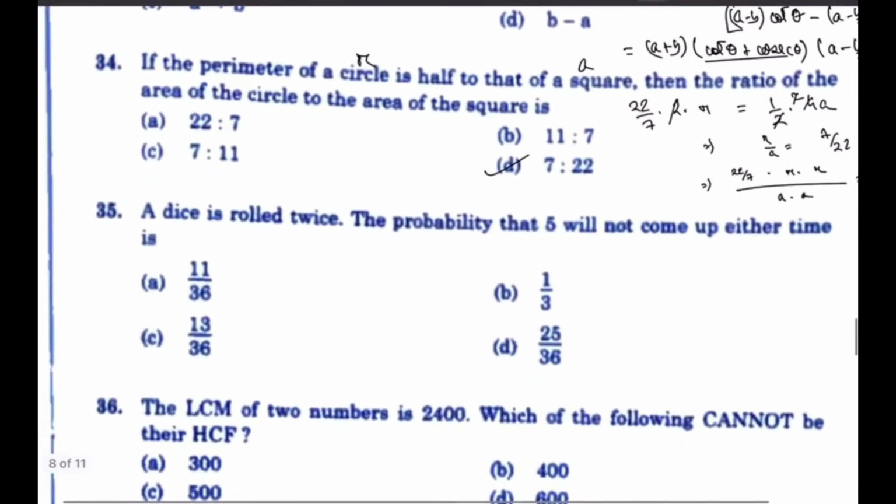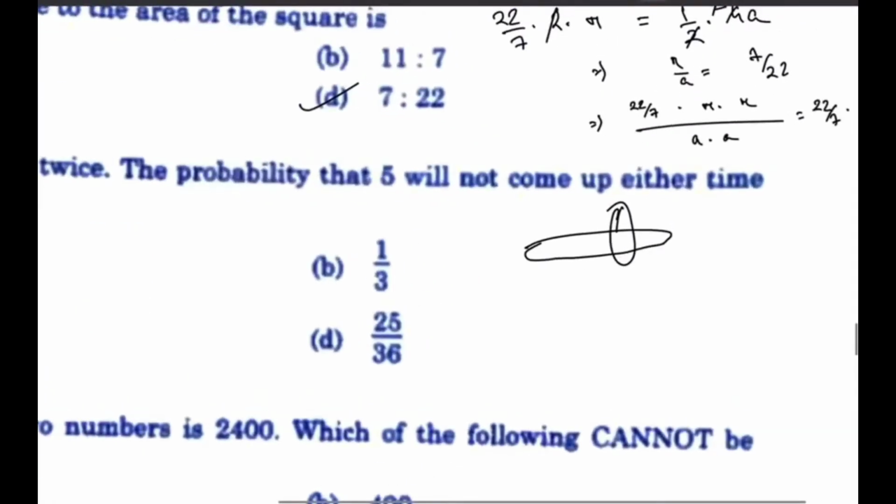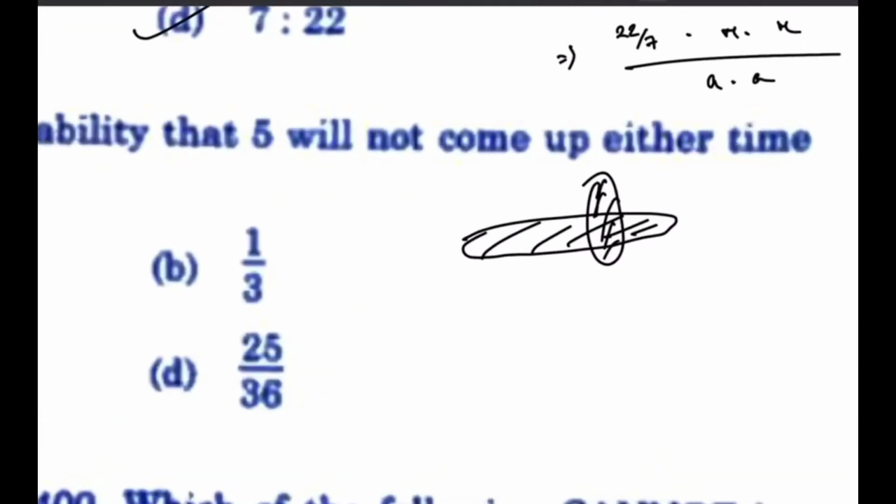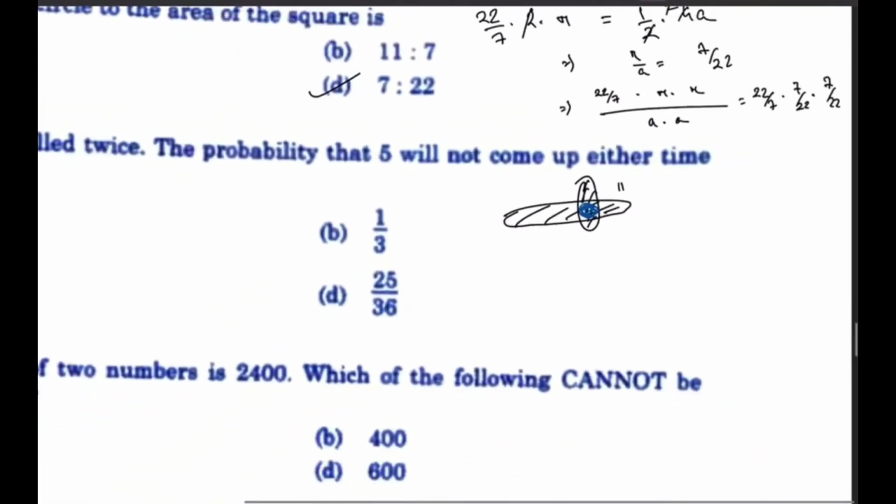Dice is rolled twice, that 5 will not come up either time. So count the number of times that 5 does come up. There is one column of 5 if you consider the table from 1 to 6 on both sides. So one column of 5, this has 6, this has also 6, but in between there will be this one guy that we have counted twice. So 6 plus 6 minus 1 is 11. 5 can come up in 11 ways, so we are looking for 36 minus 11 by 36, that is 25 by 36.